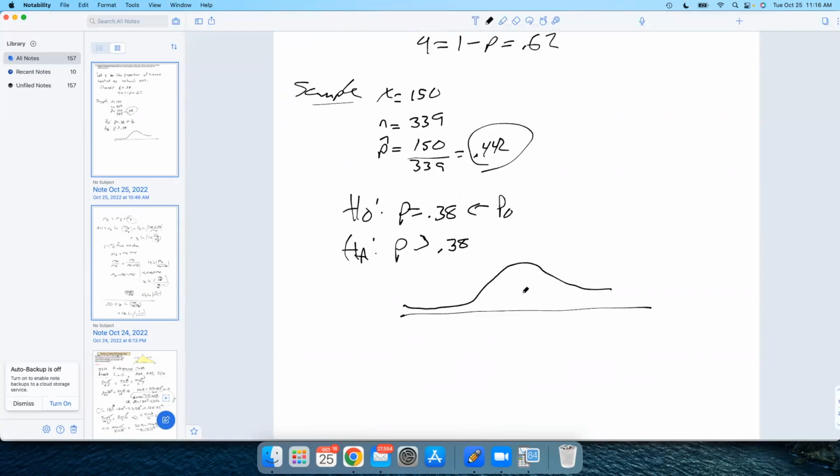Okay. So now we know that all the p-hats follow a normal distribution, because we meet the conditions; I'm not going to bother writing them down. Right here in the middle, the mean is p naught, which is 0.38. And my sample is up here, 0.442. We always shade a tail.